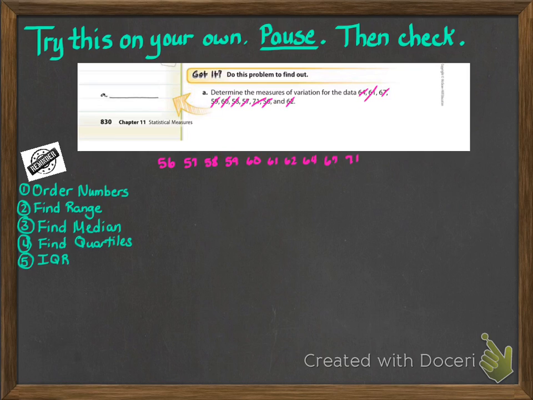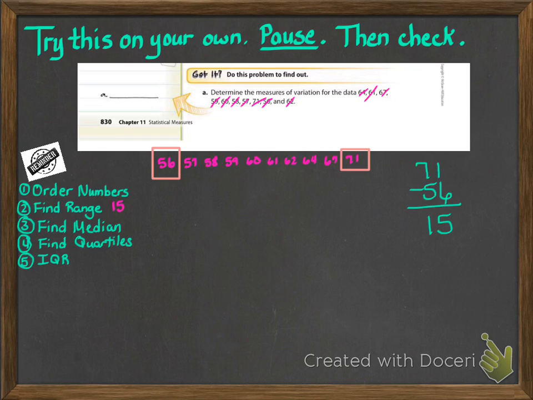All right, so now on this one here, I'm going to go ahead and find my range. My range is the difference between my largest number and my smallest number. So my range here is going to be, I'm looking at the 71 and I'm looking at the 56. So I'm going to go ahead and subtract 71 minus 56, and I'm going to end up getting my range to be 15. So my range over here, I'm going to go ahead and list it. I'm going to write 15.